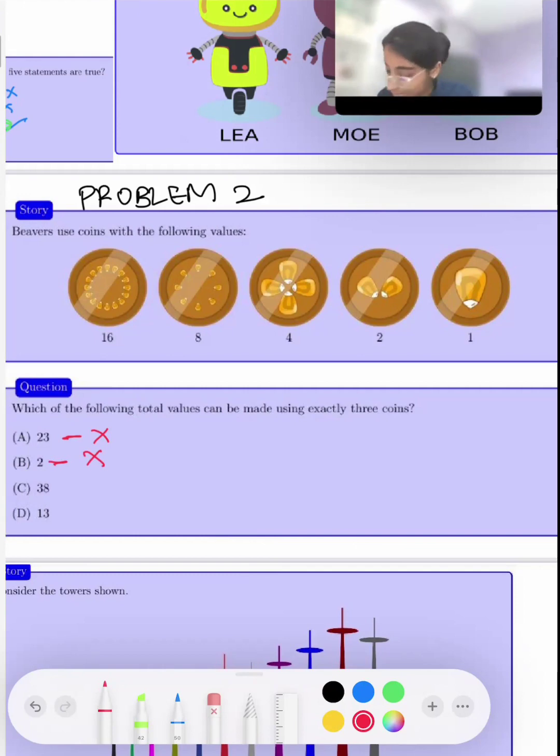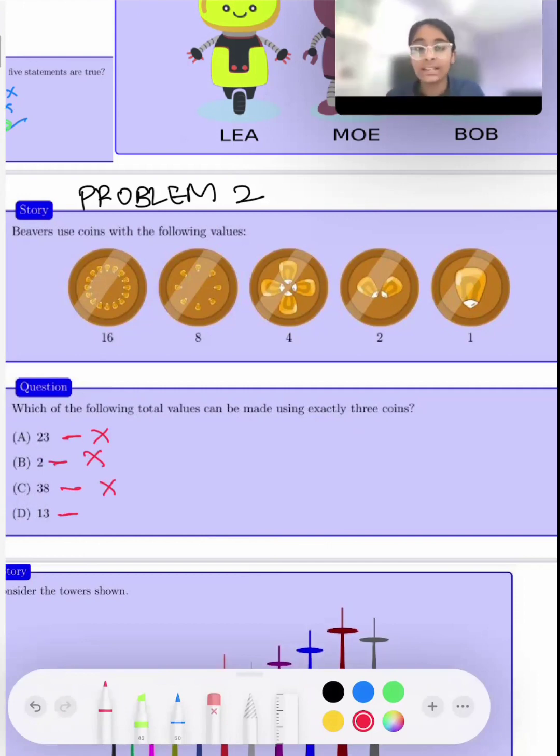Option number C, 38. Now, this is a tricky one. Let's try if we can make 38 anyways. The first thing I would go for is 16 plus 8, well, 16 plus 8 is 24, and to make 38, we need 14 more, and we don't have any $14 coin. So this would again not be possible. Now we're only left with one option, 13, which means this has to be right. However, let's still check if this option is right.